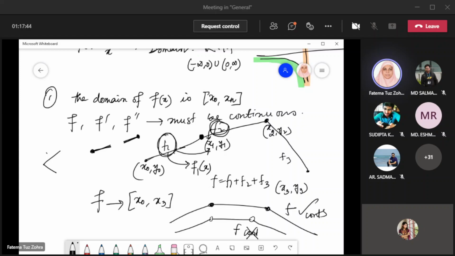So at the common point they share the same value, isn't it? What is the same value they share? y1. That means f1(x1), the functional value of f1 at the point x1, and f2(x1), the functional value of f2 at the point x1, are the same, and this is y1. So that is the second condition, that the function and its derivatives must be continuous. Is it clear? Yes, ma'am.